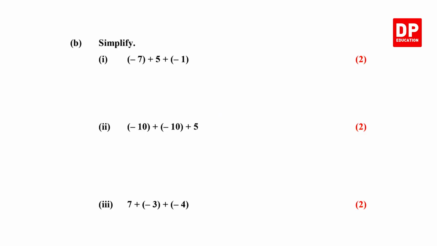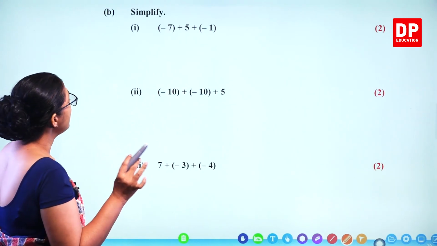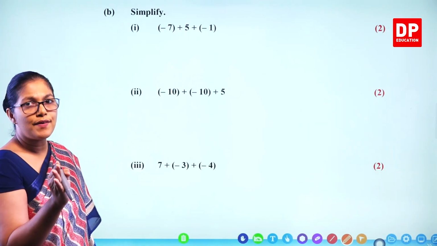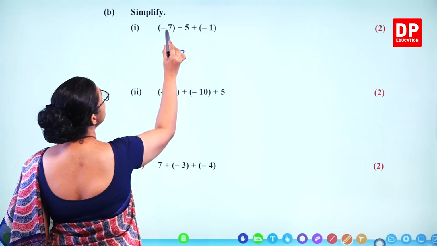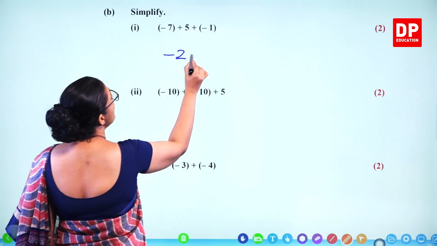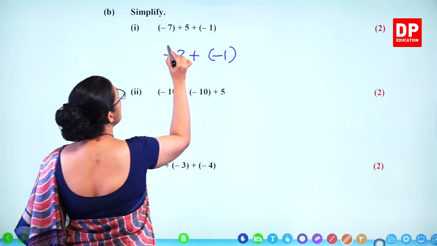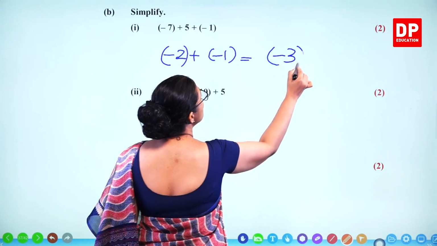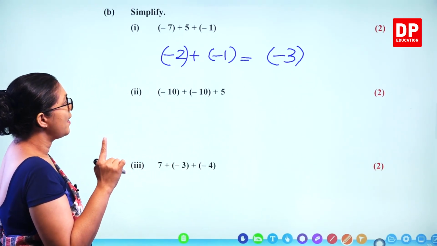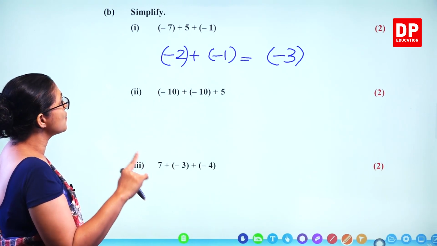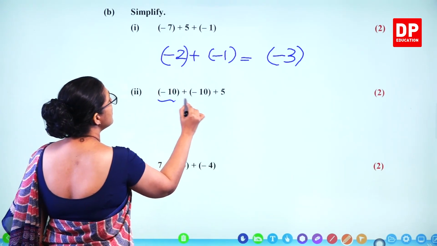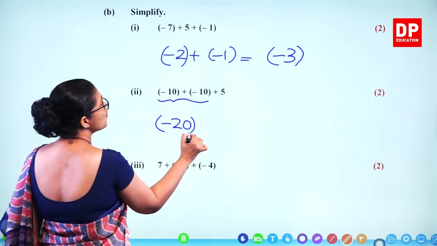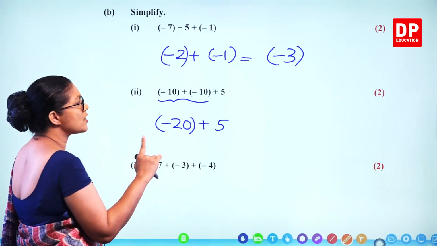Part B, simplify. So you have to add directed numbers. -7 and +5. Take the difference, that's 2. And put the sign of the larger number, that's -2. Then -2 and -1 adding, same sign. So just add it and put the sign. 2 plus 1, 3. And that's negative because -2 and -1. This one, same sign. You add and put the sign. That's -20.